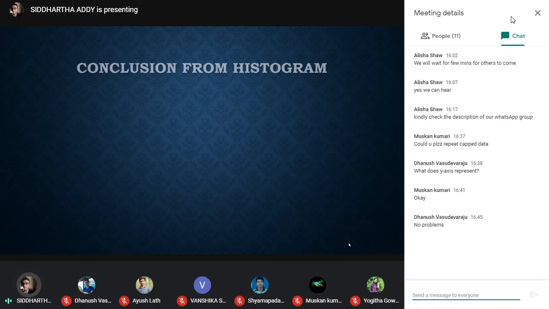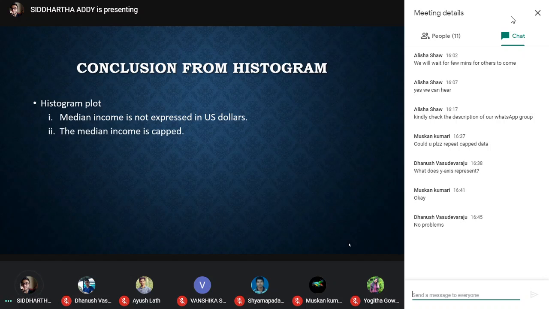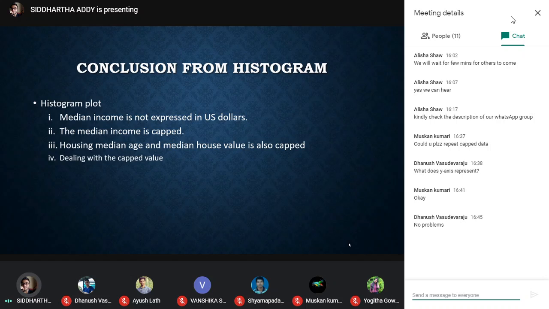Next thing, conclusions from the histograms. Everything that we conclude here will be very important. Median income is not expressed in US dollars. Median income is capped or scaled. Housing median age and median house value are also capped. Dealing with the capped values. How should we deal with the capped values?